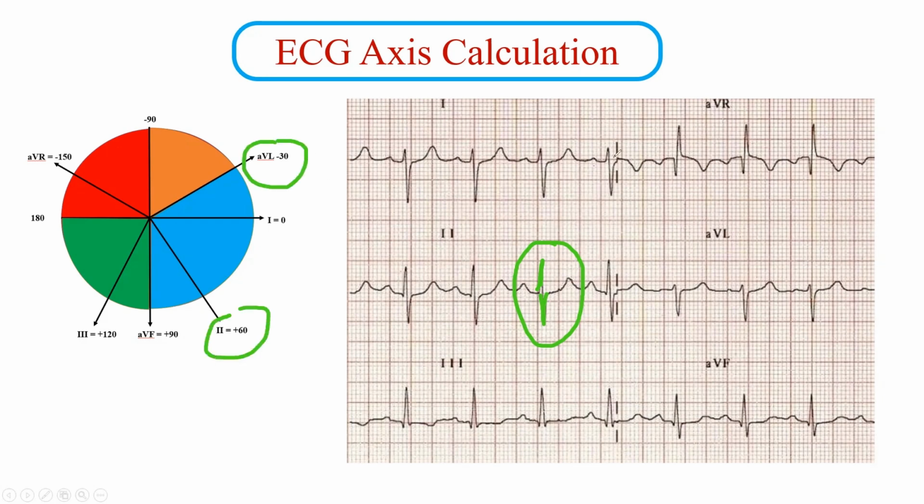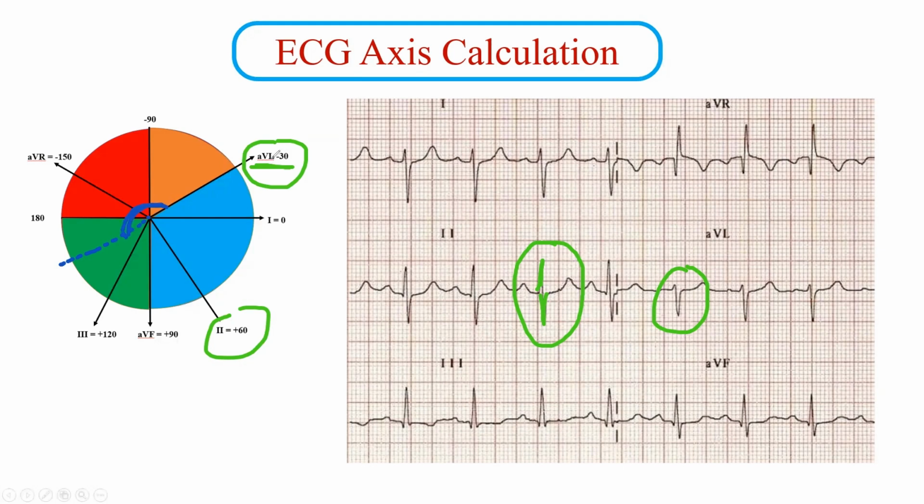Where is AVL? Here is AVL, and it's negative. If it is negative, meaning that to calculate the axis, it should be opposite to this. What does that mean? It is here. Okay, so the angle here is 180. So how we do it?